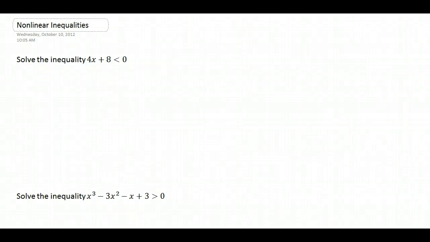All right, we're going to learn how to solve nonlinear inequalities. And to get us started, I'm going to solve a linear inequality just so we know what we're talking about. So I've got 4x plus 8 is less than 0. And so I subtract 8 from both sides. I divide by 4, and I get x is less than negative 2.